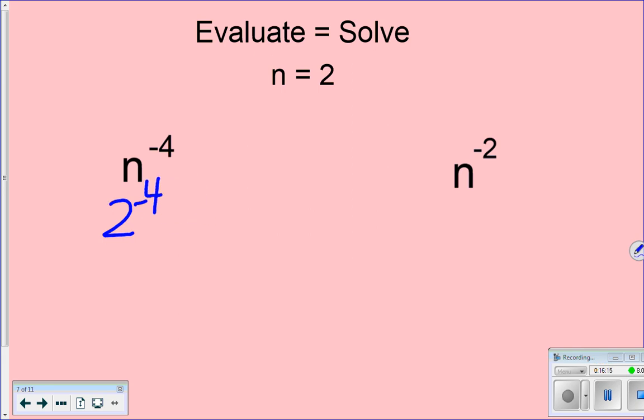Okay. And then it looks like this. So I'm just going to do it in steps. And then it looks like this, because I'm going to evaluate. Remember, it says evaluate, so I have to take it another step further. 2 times 2 is 4. 4 times 2 is 8, so it would be 1/16.